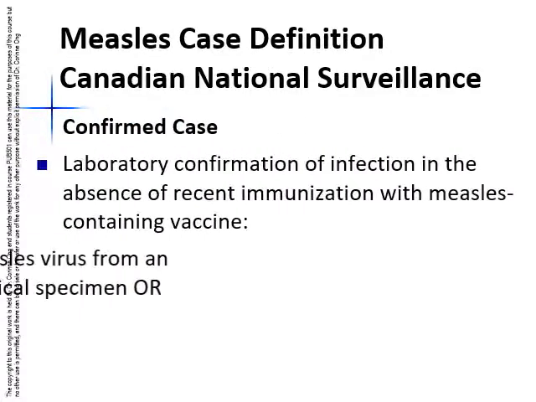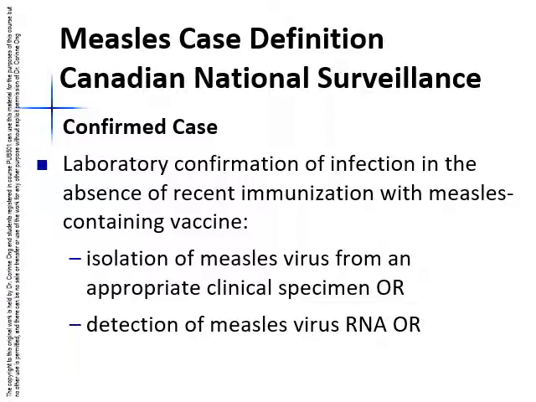A case of measles is confirmed in the laboratory by the isolation of the measles virus from an appropriate clinical specimen or the detection of the measles virus RNA.